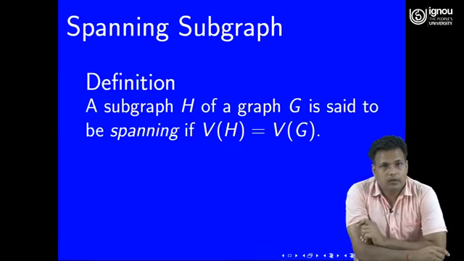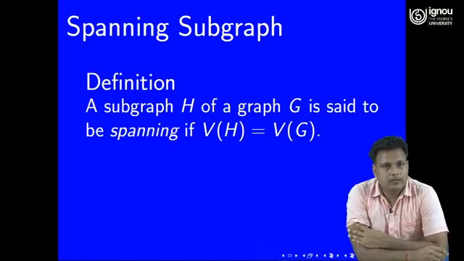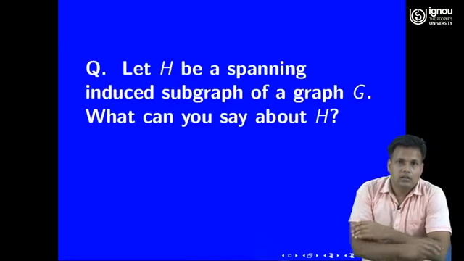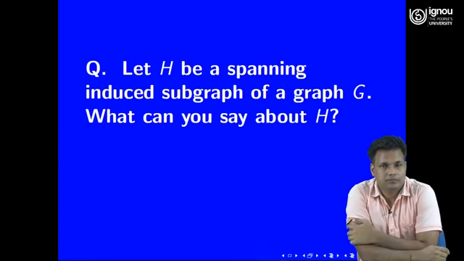Likewise, there is a concept of spanning subgraph. A spanning subgraph is nothing but a subgraph that contains as many vertices as the graph itself. That means it contains all the vertices of the original graph. Now, we ask you the question: let H be a spanning induced subgraph of a graph G. Spanning induced means H is a spanning subgraph as well as an induced subgraph of G. So what can we say about the graph H itself?